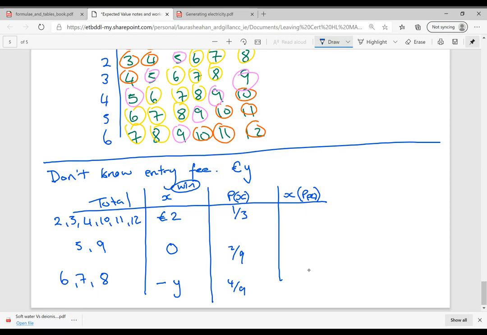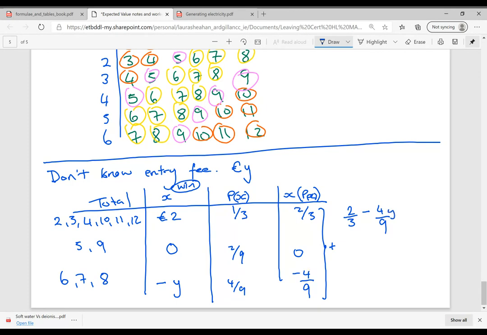XPX, then I'm still just multiplying. So 2 over 3, 0, and minus 4 over 9. I am going to add them together. So I've got 2 over 3 plus, so it'll end up being minus 4 over 9 plus 0, but I'm not going to put that in. Or 4y over 9, apologies.